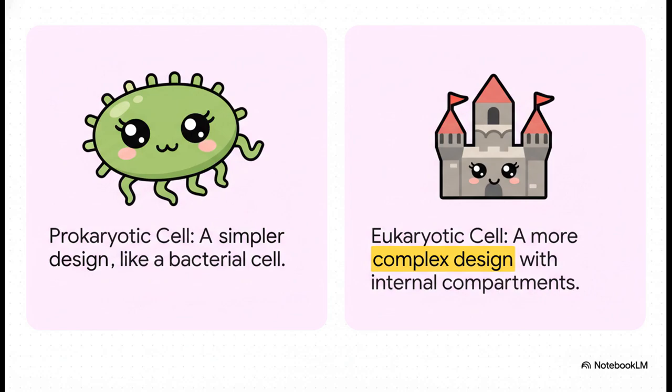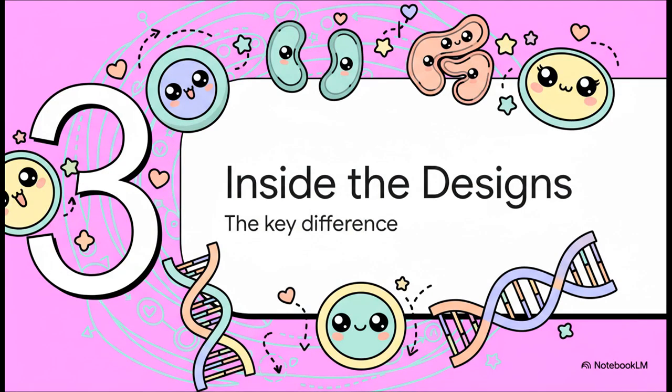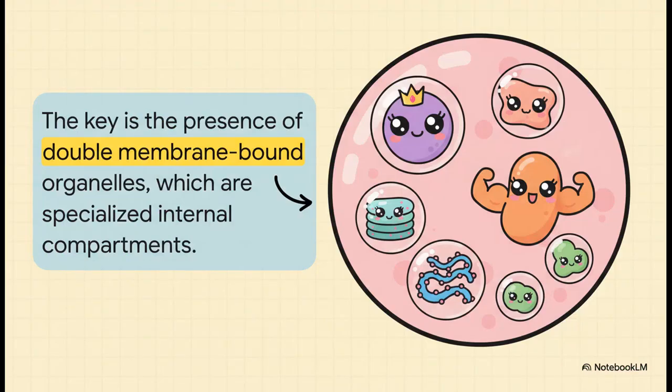Let's find out why. So what is it that makes them so different? What's the big deal? To figure that out, we have to go inside and look for the one key feature that really separates these two blueprints for life. The whole difference, it all comes down to something called organelles. Now, I know that sounds like a super technical word, but the idea is actually pretty simple. You know how your body has organs to do specific jobs? Well, a cell has organelles, tiny little compartments that each perform their own specialized task.